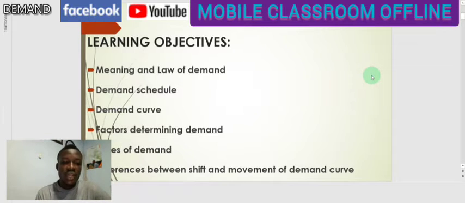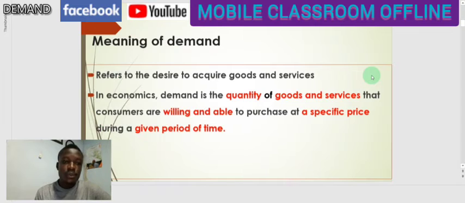We also try to look at some types of demand that we have, and then go ahead to look at the differences in the shift in demand and then the movement of the demand curve. Now, to begin with, what is the meaning of demand? When you hear the word demand, what comes to mind?